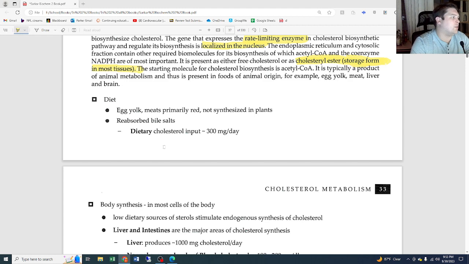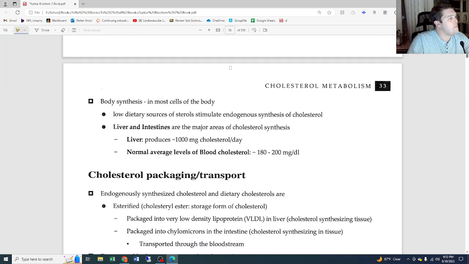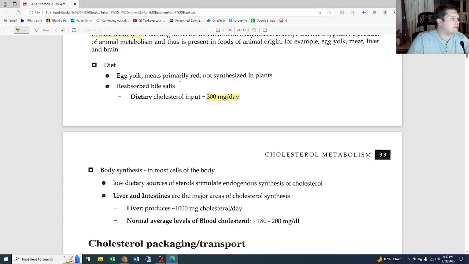Our body is going to recycle those and continue to process them through, excrete them, reabsorb them, and remake the bile salts, or remake the bile acid, put it back into the small intestine, digest more fats, and so on and so forth. We do lose some of it through the feces, but a good majority of it will be reabsorbed. So the dietary cholesterol input is about 300 milligrams per day. This is also something important to note.